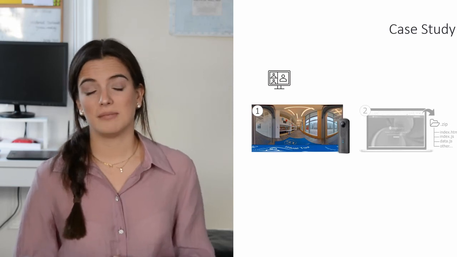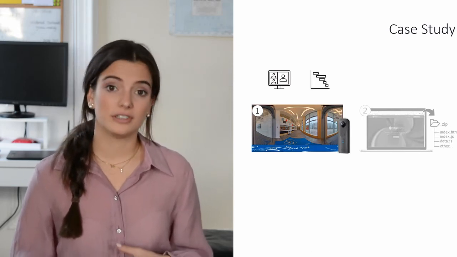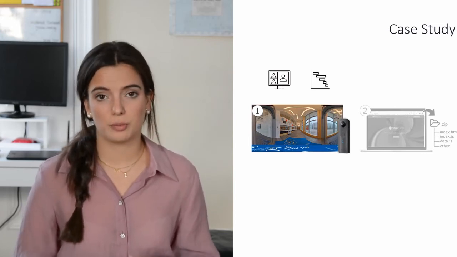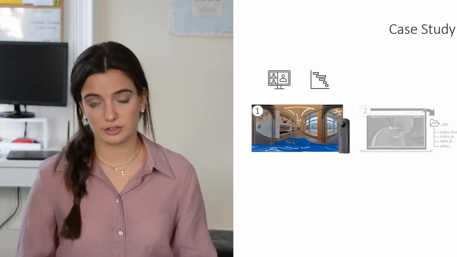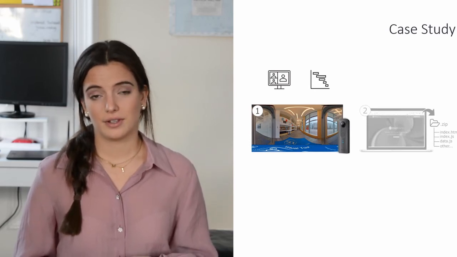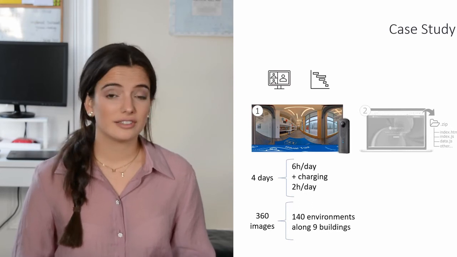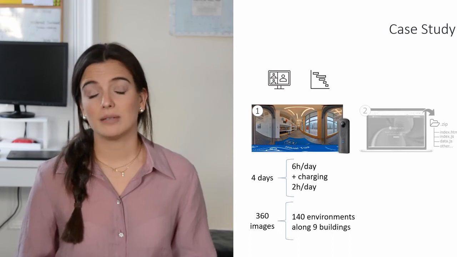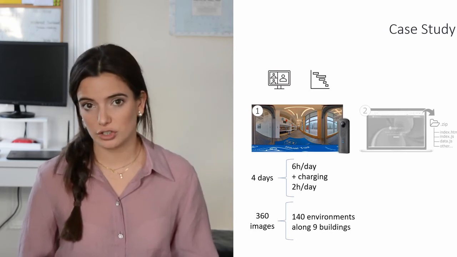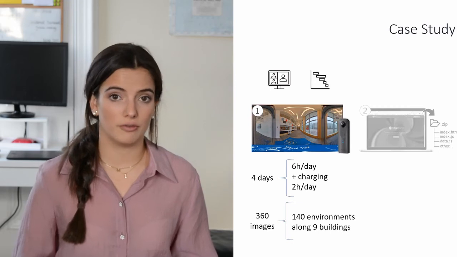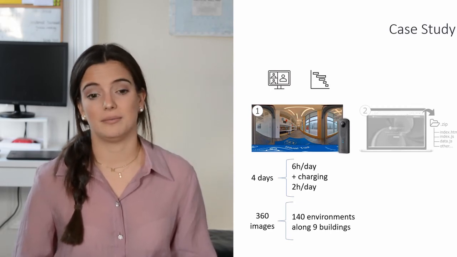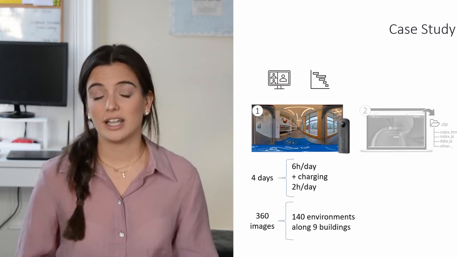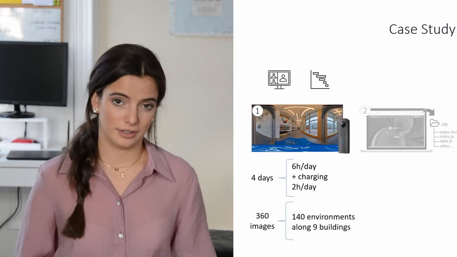Second, we planned the image acquisition schedule to inform the security team when and for how long access was required to each building, with the special circumstances of that time. In 4 days, with 6-hour shifts, including 2 hours charging the camera, the team captured a total of 360 images along 140 environments distributed in 9 buildings. Then the images were edited, renamed and organized by campus building.